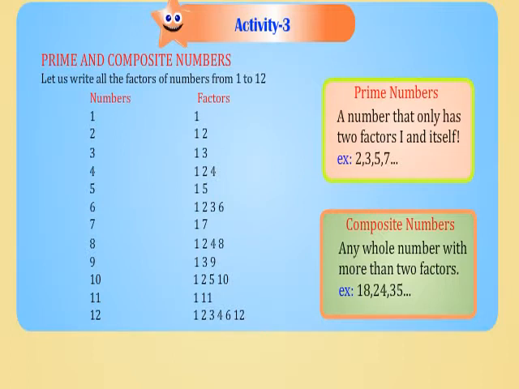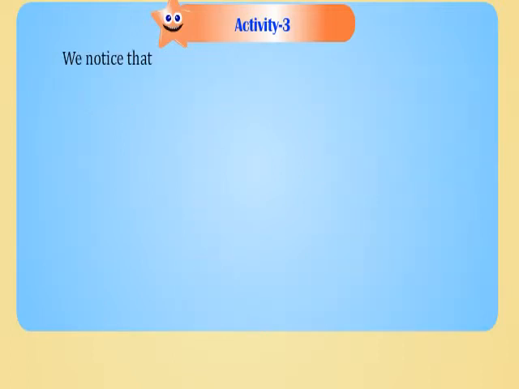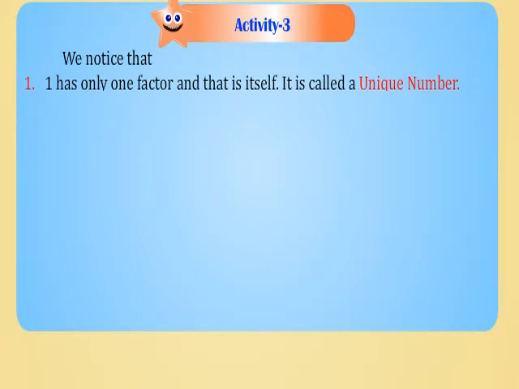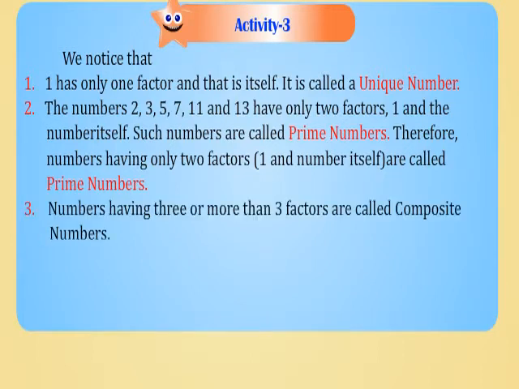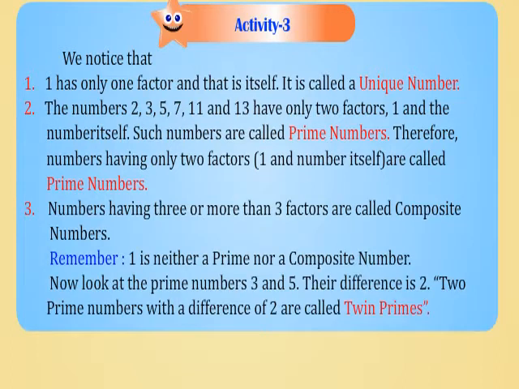Number, factors. We notice that, first, 1 has only one factor and that is itself. It is called a unique number. Second, the numbers 2, 3, 5, 7, 11 and 13 have only two factors, 1 and the number itself. Such numbers are called prime numbers. Therefore, numbers having only two factors, 1 and number itself, are called prime numbers. Third, numbers having 3 or more than 3 factors are called composite numbers. Remember, 1 is neither a prime nor a composite number.